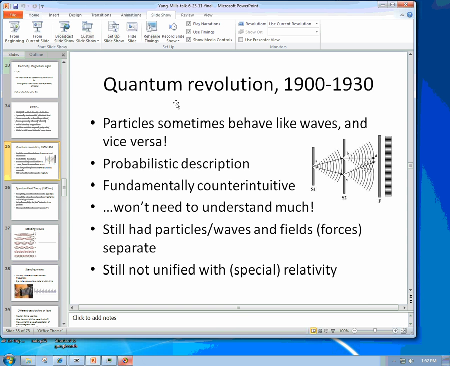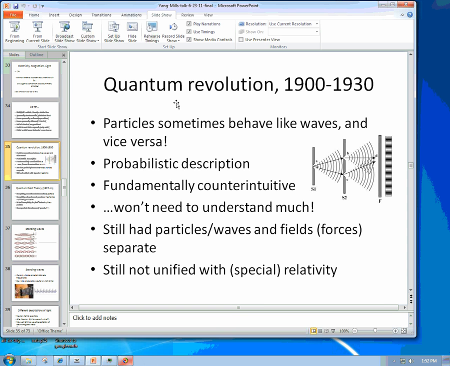Another thing about quantum mechanics, which I'm not going to focus on, but I have to mention, is it's a probabilistic description of the universe. It does not make explicit predictions. It is not deterministic. It's fundamentally probabilistic, as far as anyone knows. There are theorems to the effect that it's almost certainly probabilistic at a very fundamental level. And it is fundamentally counterintuitive. It is really hard to get used to the ideas of quantum mechanics. We won't need to understand much of those counterintuitive ideas for this talk.